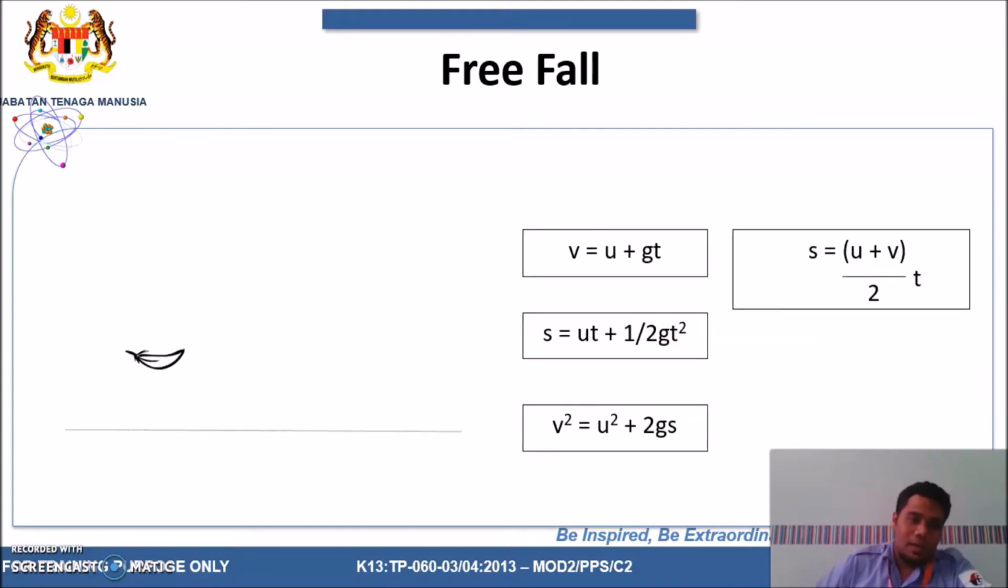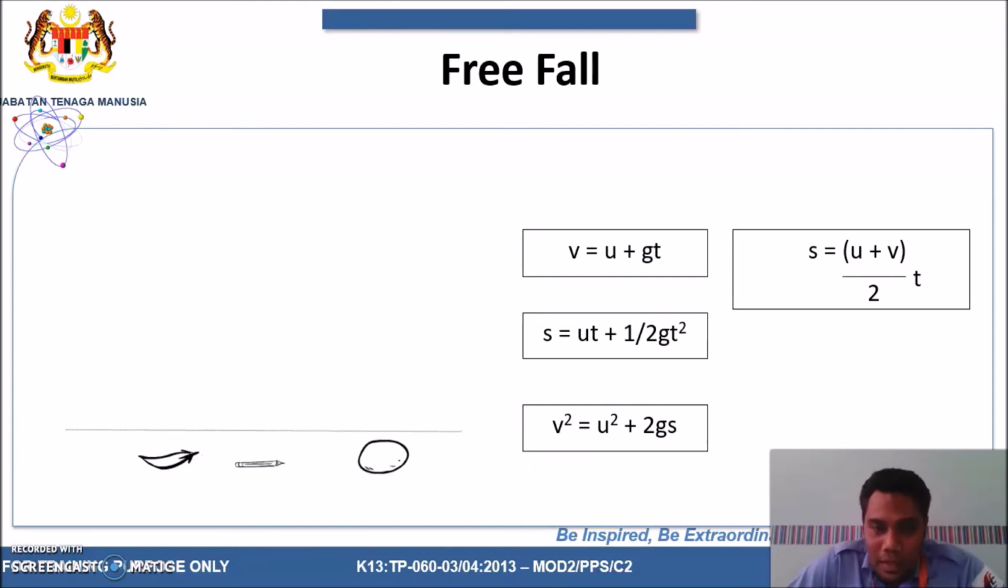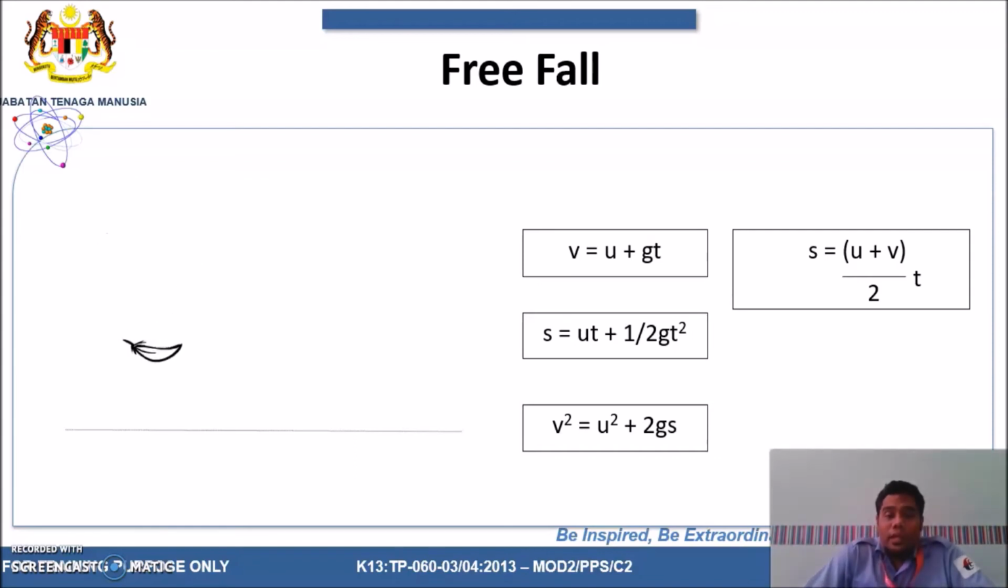Free fall. Tengok macam mana bulu ayam tu. Free fall. So, not pen. Berbeza tak dia punya free fall punya speed. So, dia punya acceleration pun berbeza. So, kat sini kita gunakan 4 formula yang sama. The same 4 formula for linear motion. But, we replace A dengan G. Gravitational acceleration.